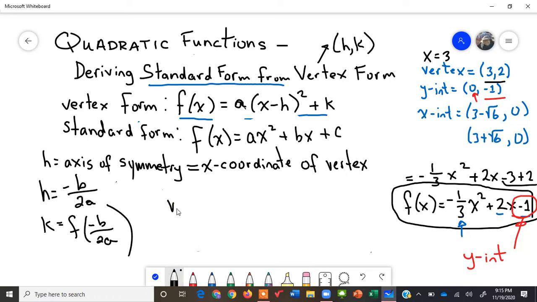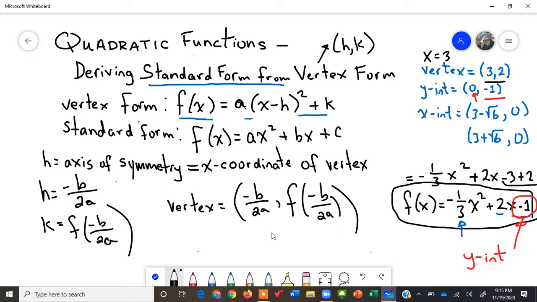Or we can simply say that the vertex is negative b over 2a, comma, f of negative b over 2a. So you really just need to worry about this negative b over 2a. All right, good. So we take care of the vertex.